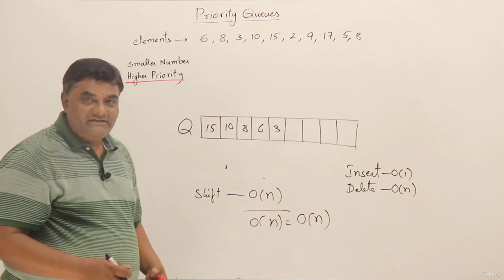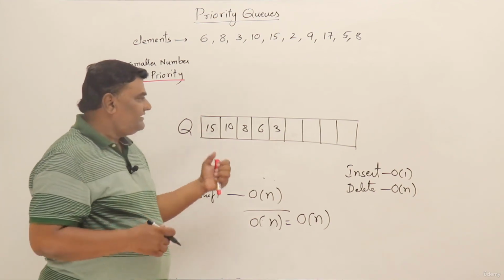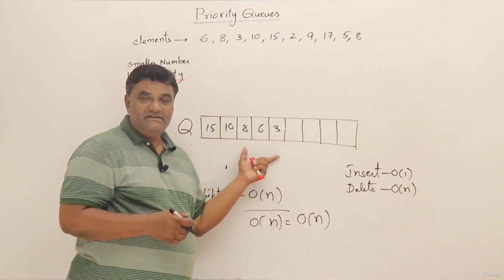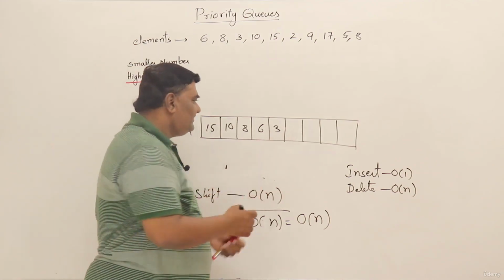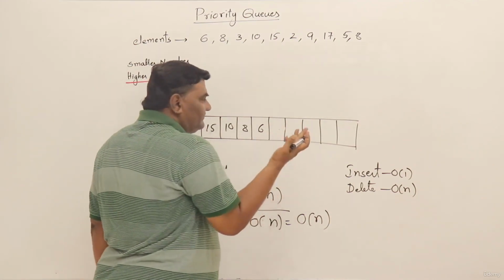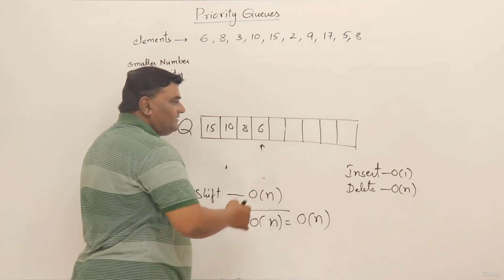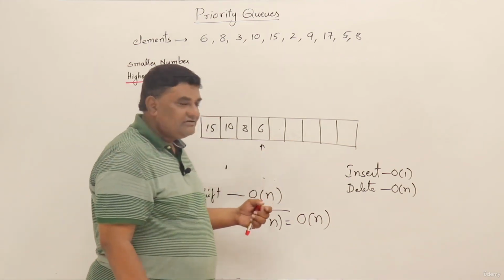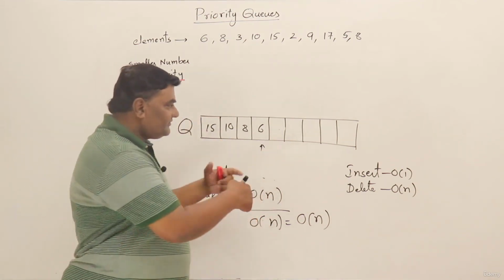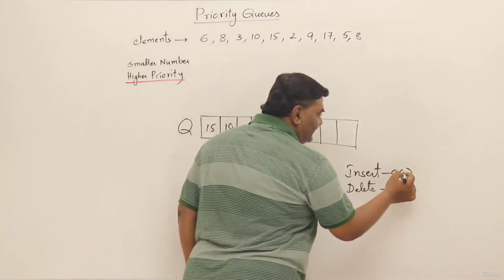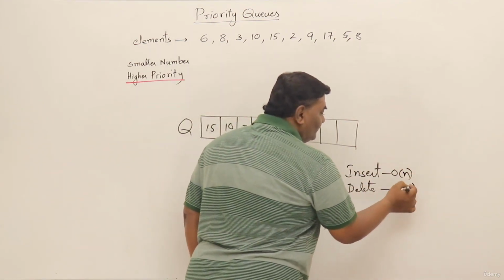Then how will I delete? Which is the smallest element right now? What is the smallest element? 3. So delete 3. So take out 3. That's all. So how much time is it taking? Deletion, constant time. So this has changed. See, insertion is taking n time and deletion is taking 1 time.